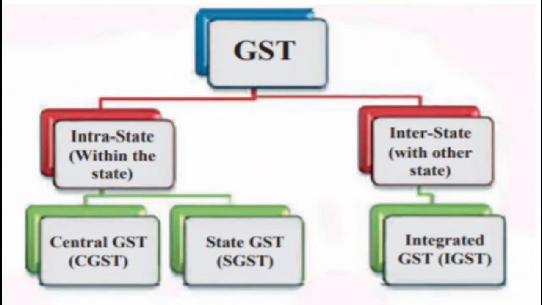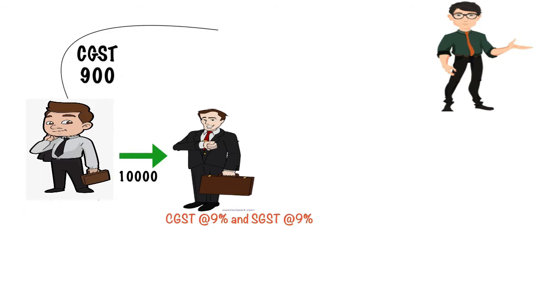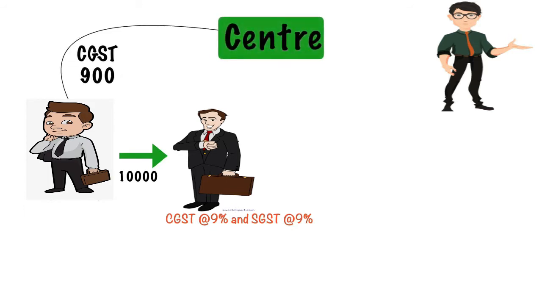Let's take an example to understand this concept. Mr. Joshi from Pune, Maharashtra sold goods to Mr. Roy from Mumbai, Maharashtra for rupees 10,000. As the transaction is within Maharashtra state, Mr. Joshi will pay GST in the form of CGST and SGST, that is equal percent, say 9% and 9%. Therefore, 9% of 10,000, that is 900, to central government, and 9% of 10,000, that is 900, to state government, that is Maharashtra government.